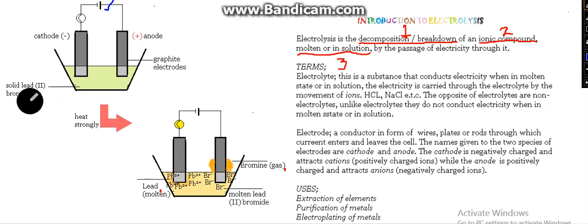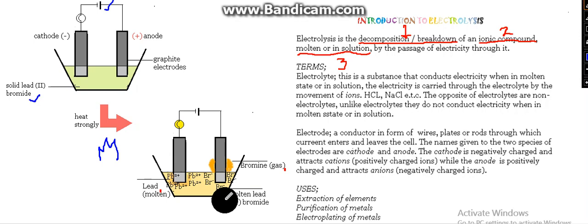Because the lead bromide is solid, it cannot conduct electricity and the bulb doesn't light. But when we heat strongly, it becomes molten. Then, as you can see, the lead ions and the bromine ions are free. Now, the electrolytic reaction occurs. Let's quickly come back to terms. Electrolyte. This is the substance that conducts electricity when in molten state or in solution.